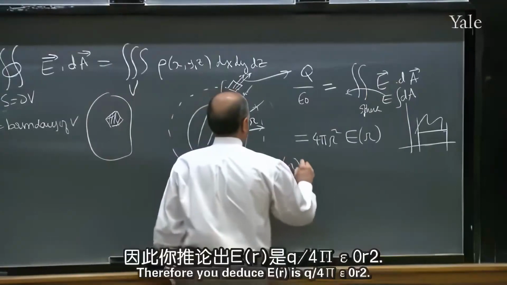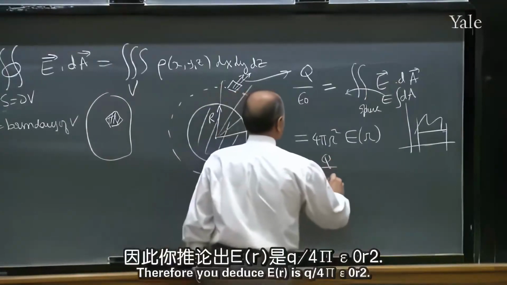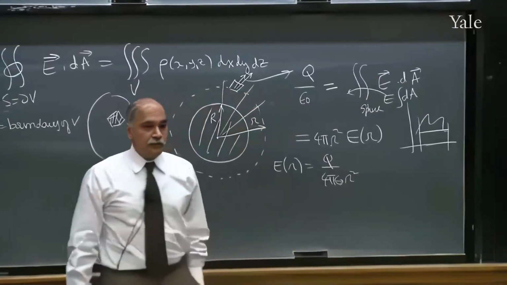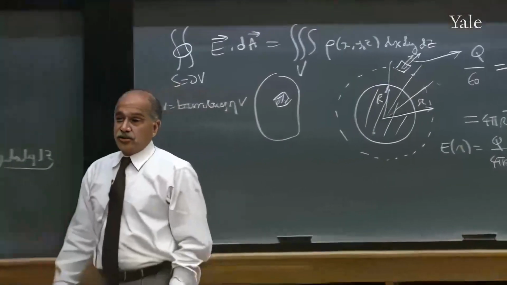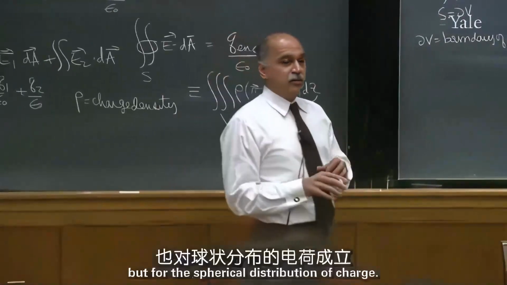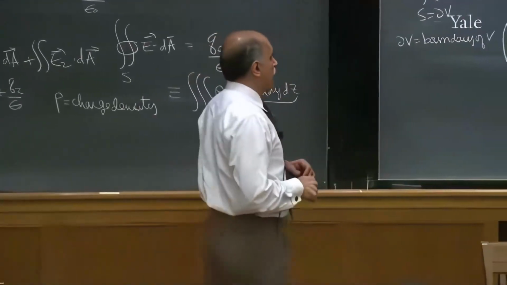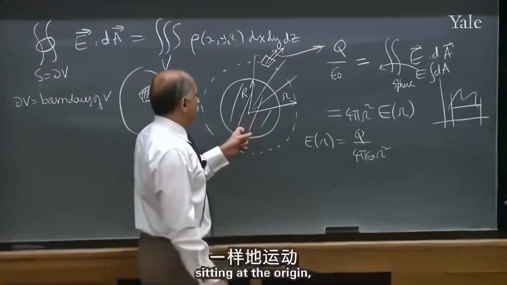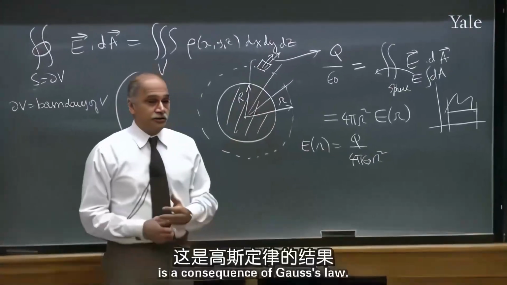Therefore, you deduce E(r) is Q over 4 pi epsilon 0 r squared. It's a very profound result. It looks very simple, but it is true for not a point charge, but for a spherical distribution of charge. That the field goes like that of a point charge sitting at the origin is a consequence of Gauss's law.